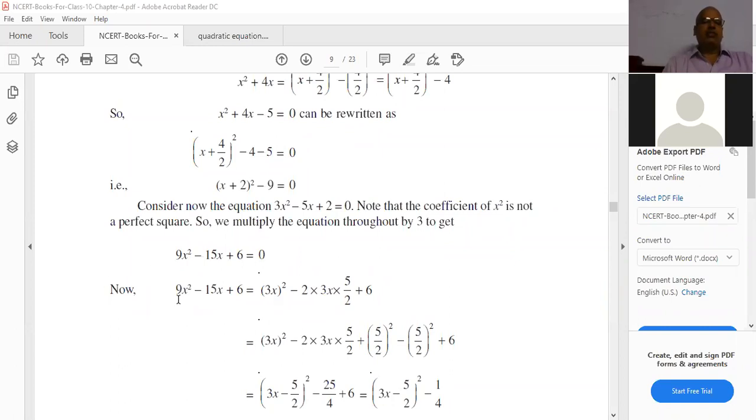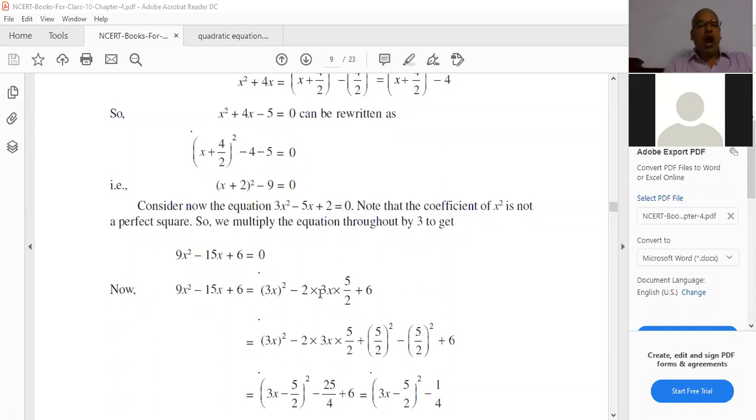Then the first term we can write in square form. Minus is there, that's why it is in the form of a square minus 2ab plus b square. So 9x square can be written as (3x) whole square. A means 3x. Our second term in the formula is the 2ab term. Minus 2 into a, you write first.